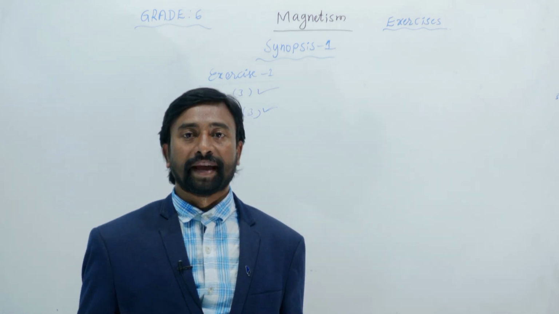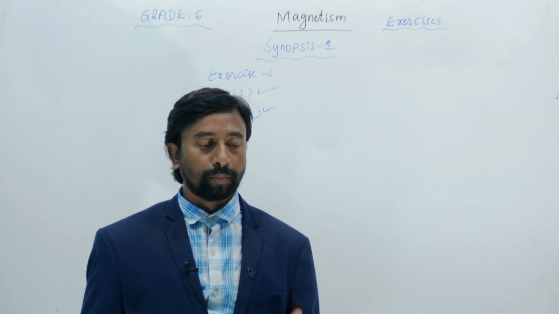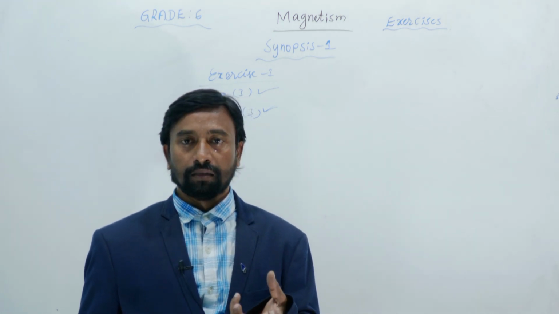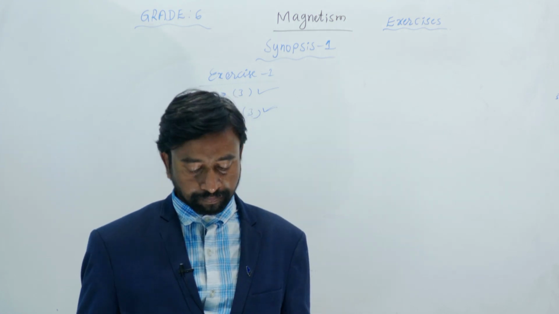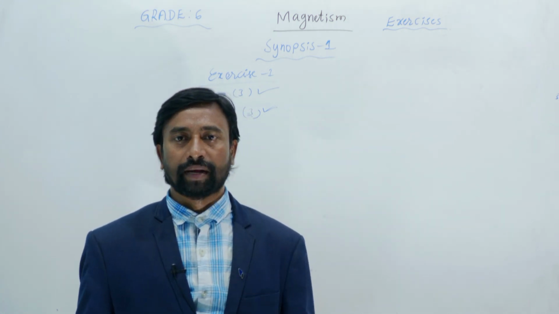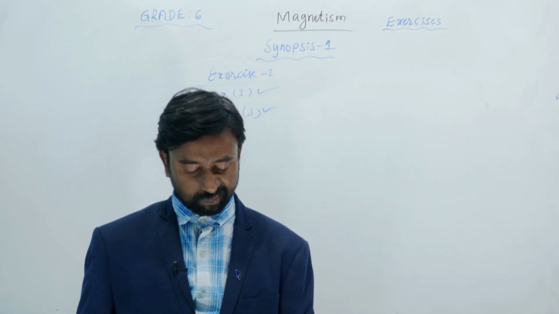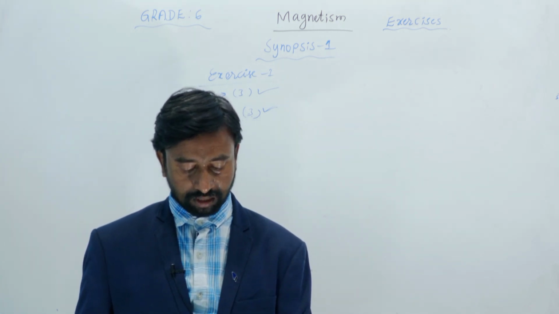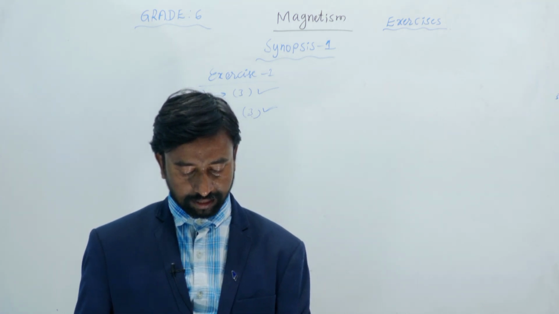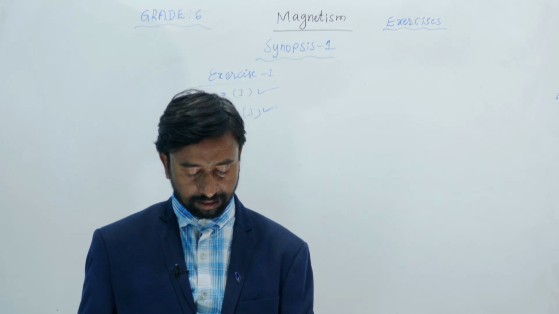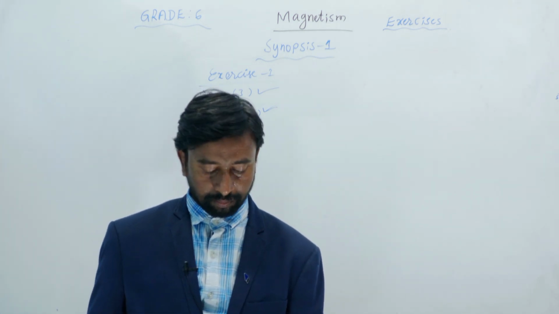The magnetic materials can be separated by using an electromagnet, because an electromagnet is a strong magnet. Whenever current passes through the coil, it will act like a bar magnet, and then all the magnetic materials can be attracted by it. So from the given substances, steel, nickel and iron, three materials can be separated. The remaining cannot be separated.